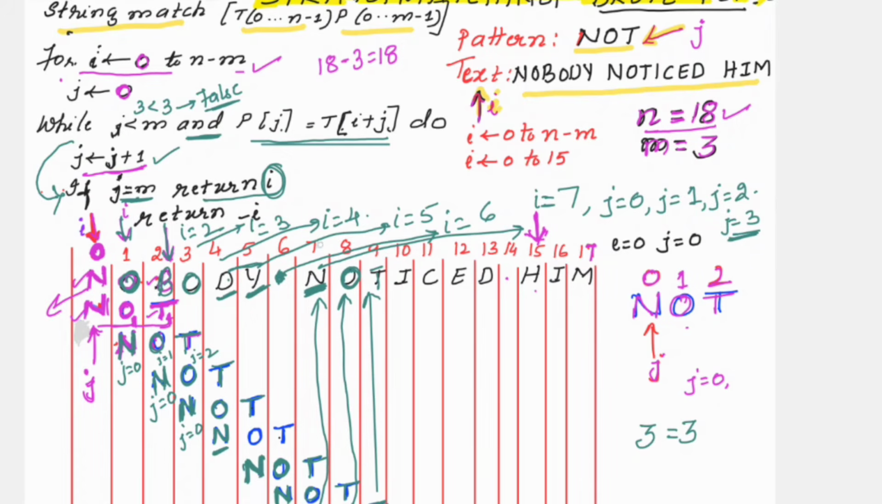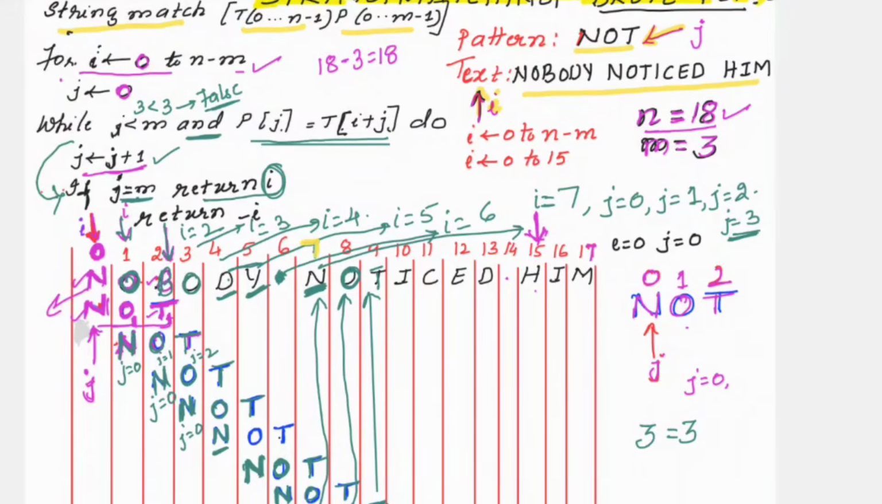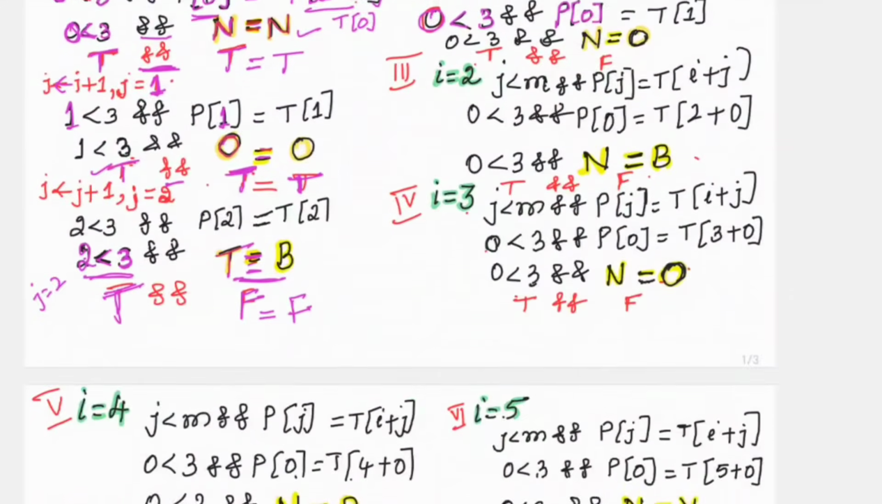It was i equal to 7. So at this point, i equal to 7. So this 7 you are returning in the pseudocode. That means your pattern was found at the position i equal to 7. Whatever I have explained here, I have shown the tracing by substituting the values.